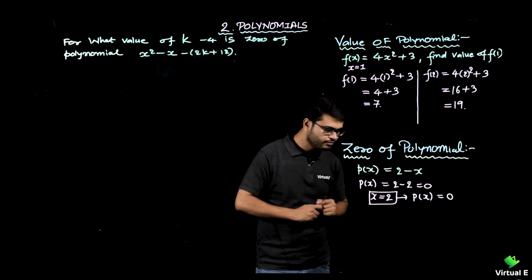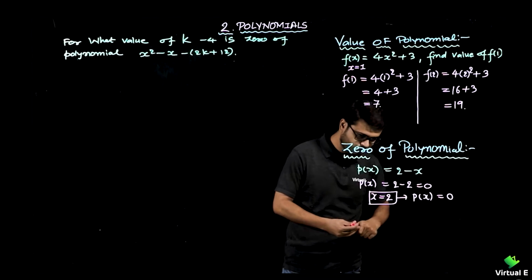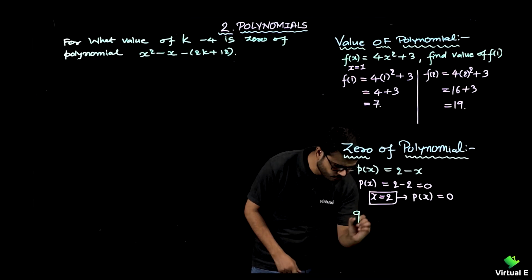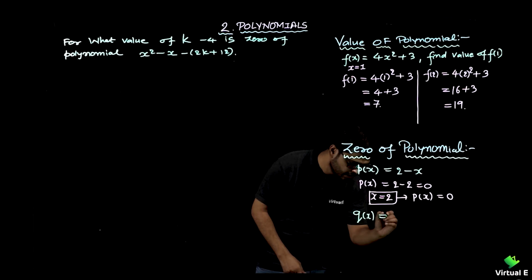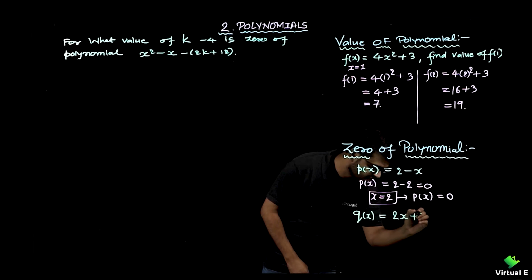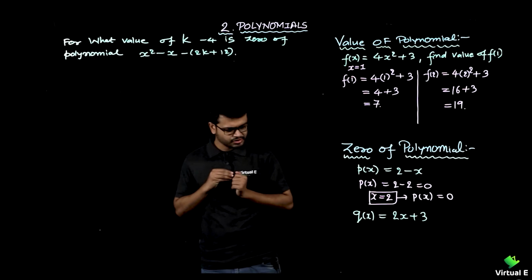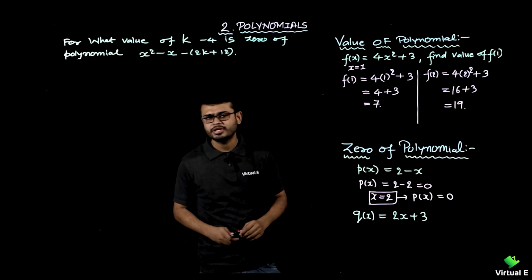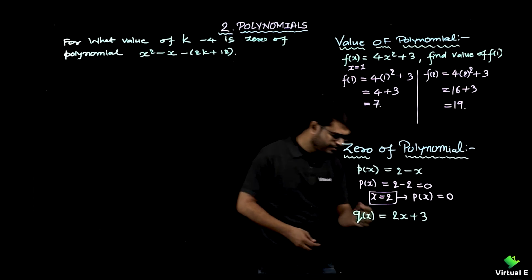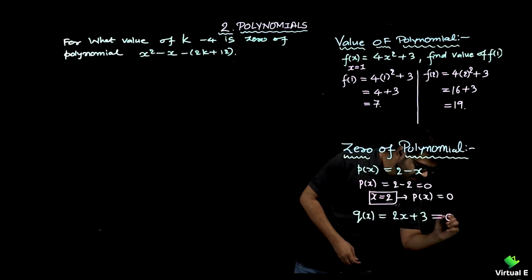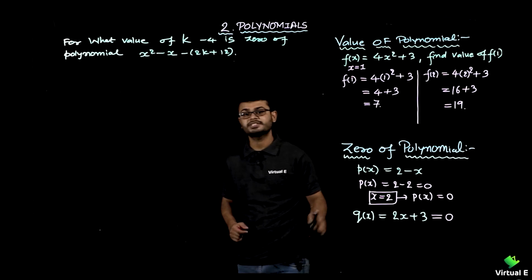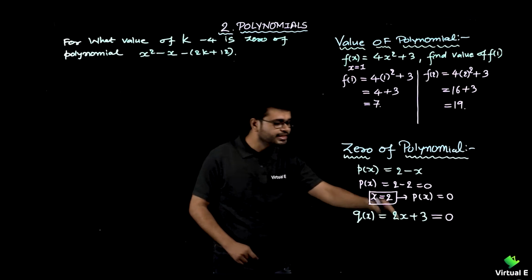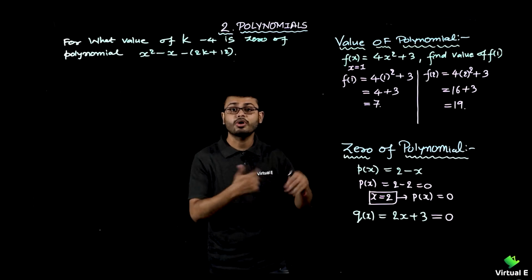Let's do one more way to find the zero of polynomial. Let me take another polynomial which is q(x) = 2x + 3. Now this is not very easy to just get the answer of, so we need to do some calculation. So what will I do? I will directly take this as 0, and then I will find the value of x. I will solve the equation.